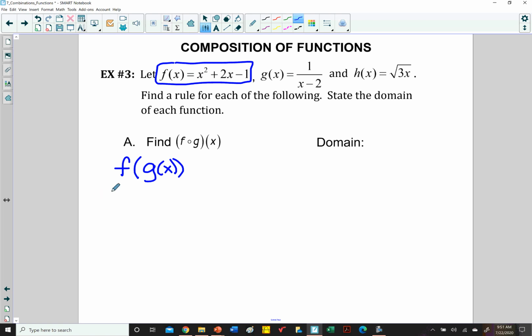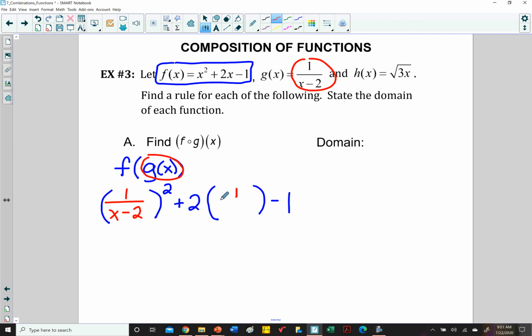So I want to write x squared plus 2x minus 1. And in place of that variable x, this is what's going in place of that variable x, which is our g of x, 1 over x minus 2.